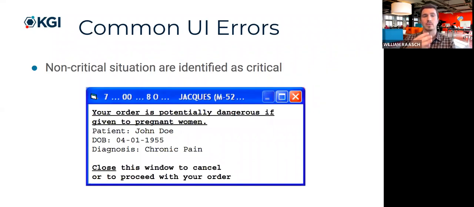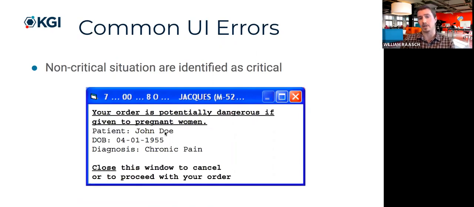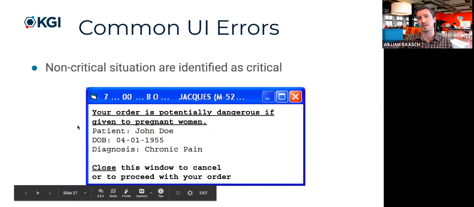Another potential error is where non-critical situations are identified as critical, right? So here's sort of the pregnant guy example. Your order is potentially dangerous if given to pregnant women. This is for a patient named John Doe, not a woman. So here it's giving alerts too often. And this is actually a problem right now with a lot of EHRs built by billion-dollar companies. There's an article in Fortune a few months back called Death by 1,000 Clicks. It talked about how frustrated physicians are by some of these ridiculous alerts that come up on the EHRs when they prescribe something like thalidomide.